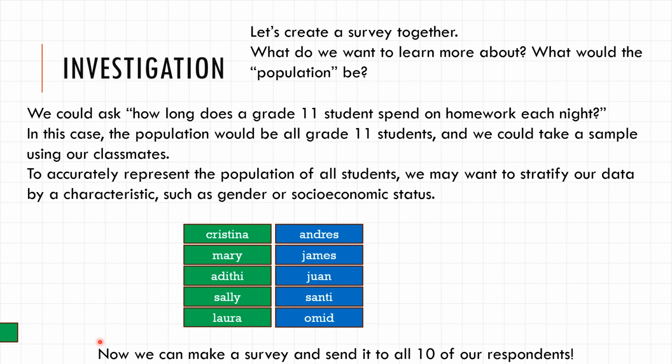And now I've got 5 girls, 5 boys. That represents half and half of the population. And now we can make a survey and send it to all 10 of our respondents. And if we get an answer from all 10, then we know that our data represents our population's gender pretty well. Now, of course, this does not include people who do not fall into either of these 2 categories.